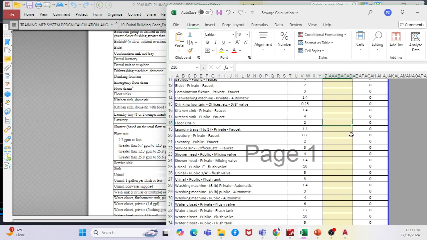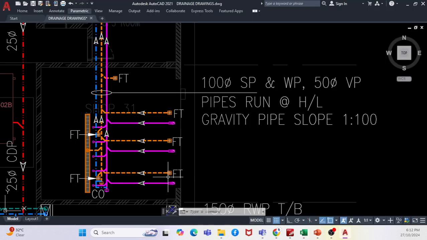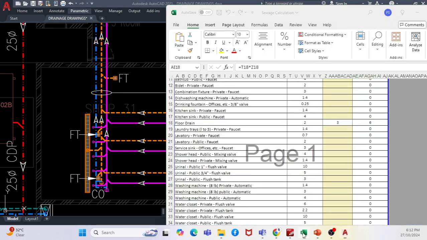So what is the total DFU for floor drain? Three numbers. 1, 2, 3, right? And how many floor drains for the corridor? If you go to the plan, you will understand. This is like the toilet corridor, right? So I have two floor drains here, and again one more floor drain here. So total 1, 2, 3, 4, 5, 6 floor drains. So I will provide 6 floor drains.